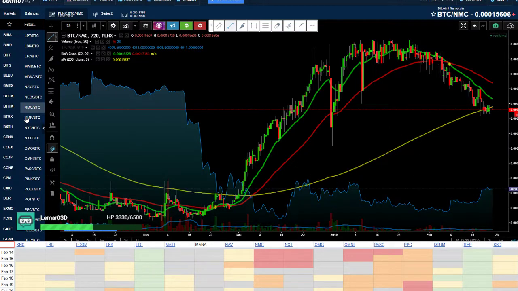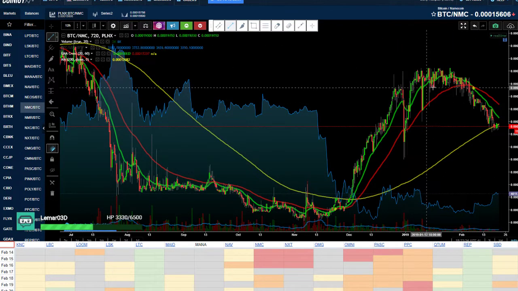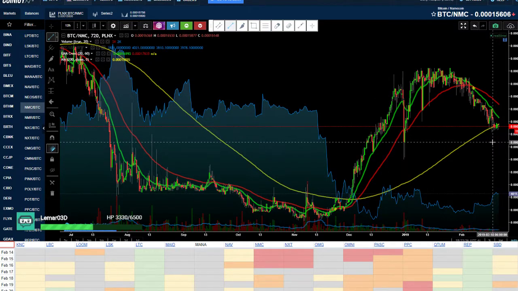Namecoin. Look at that. Wow. What a chart pattern. I think it's going to go straight up from there. I was saying that yesterday. It's just... what a weird pattern.